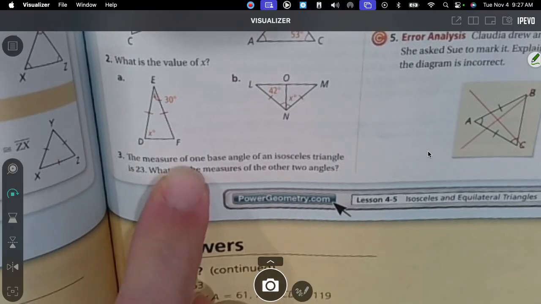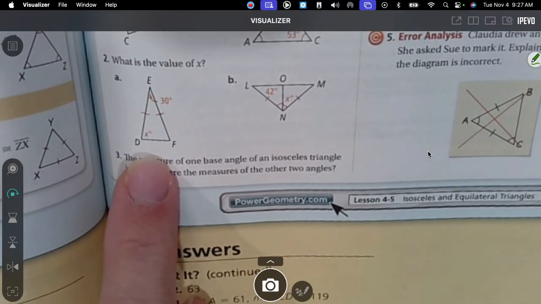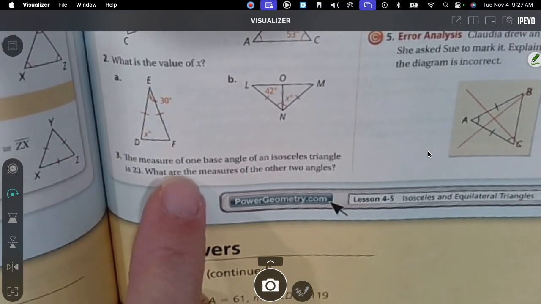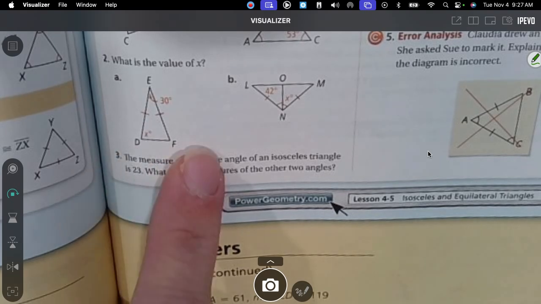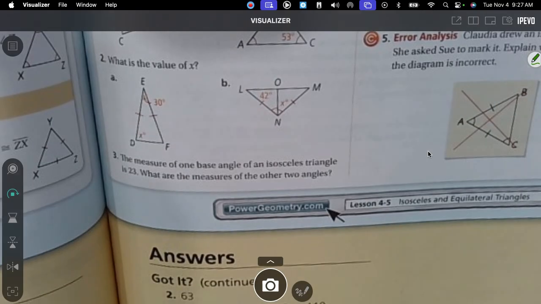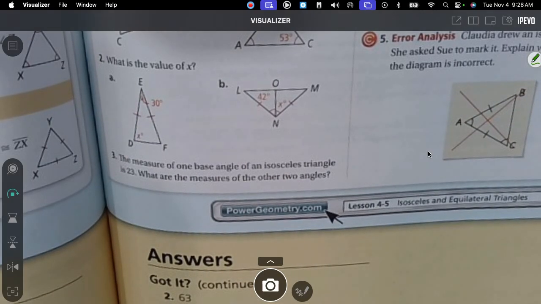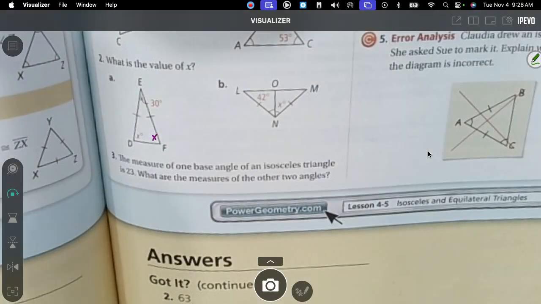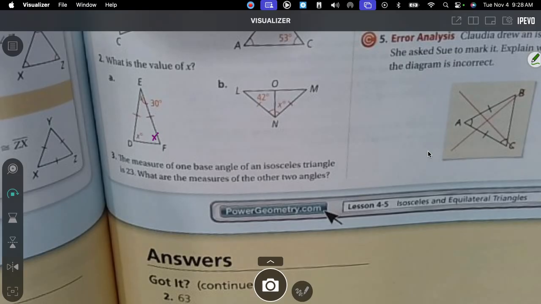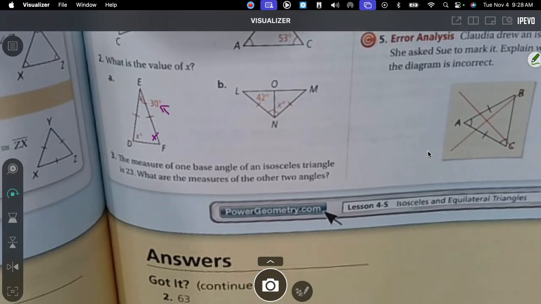Now, if these sides are the same, then what do I know about the base angles? They're the same. So I have x, and then that one's also going to be x. Is everybody good with that? I just need to find them. I have to find the value. So if that's x, then I also know this one's x. So first thing I need to think of is, what do all 3 of those angles add to? 180. Well, this one is 30, so let's take that away.